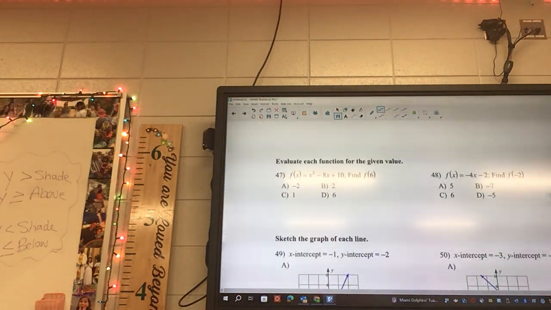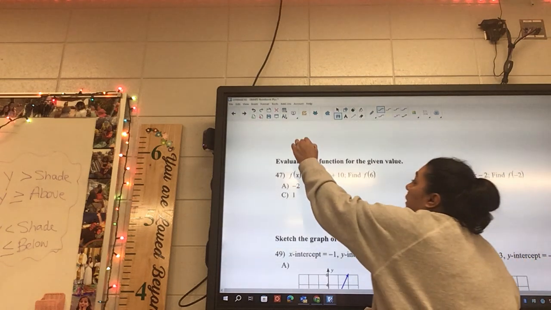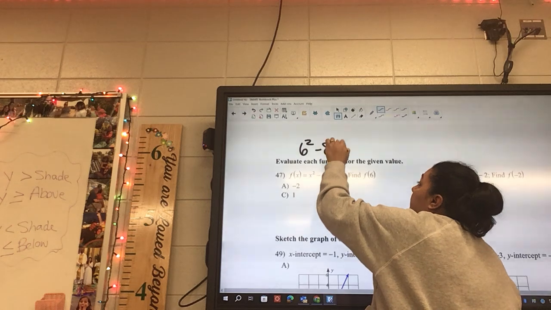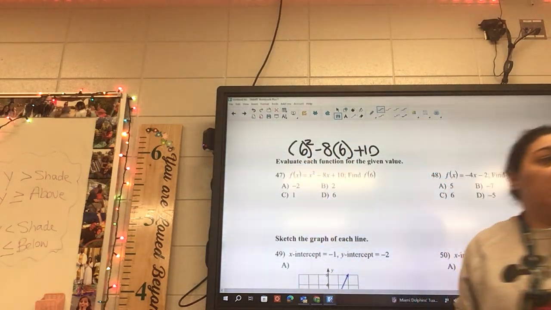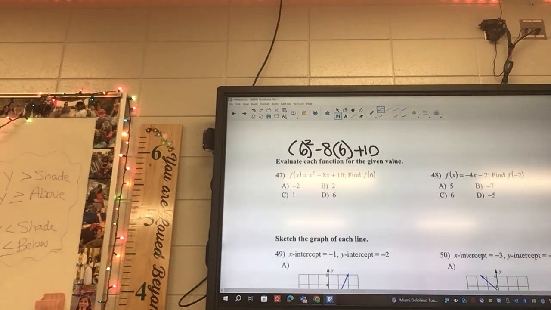Okay, 47, you just have to plug in 6 everywhere. Somebody's gonna have to type this on the calculator, but it looks like 6 squared minus 8 times 6 plus 10. Somebody type that on your calculator. -2.